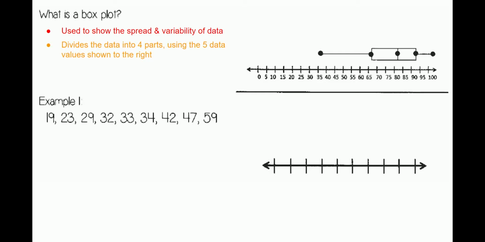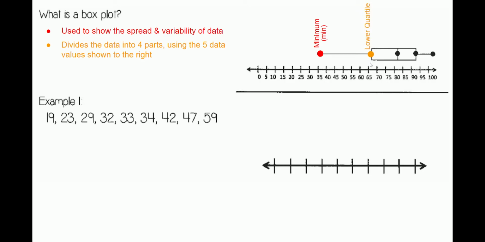It also divides the data into 4 parts using 5 data values shown to the right. So the first data value is the minimum. In the case of a store, it might be the cheapest thing at the store. I like to shorten it to min. Sometimes you'll see that for minimum.